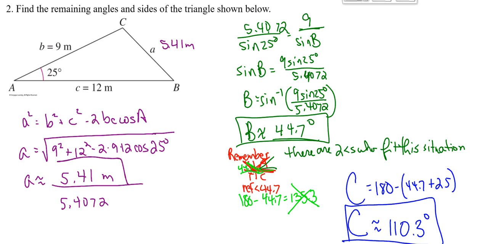Now, you can avoid this whole situation and having to figure that out by just using the law of cosines for everything, finding maybe the biggest angle next, and then you'd get that obtuse angle right away. But do be cautious when you're doing these law of cosines problems.